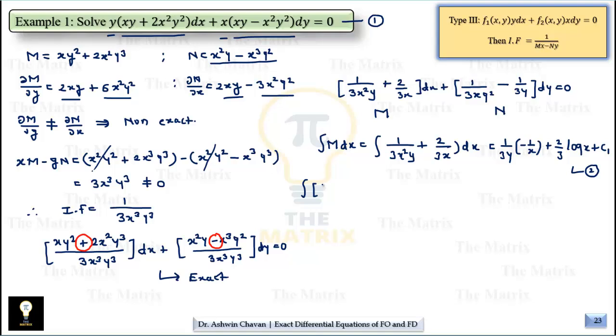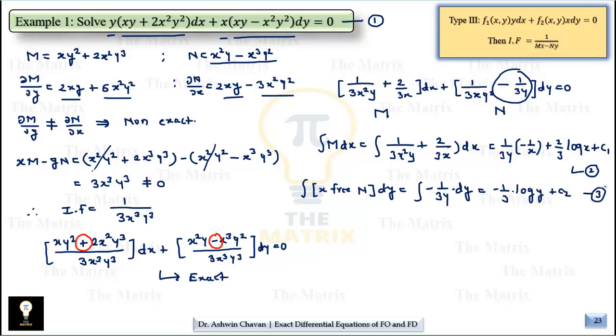Now we solve N by taking only those terms which are free from x. So we write it here, the x-free part of N with respect to y. In this N, only this term is free from x, so we'll collect only minus 1 upon 3y dy. Its integral with respect to y is minus 1 by 3, constant, and 1 by y is integrated as log y, plus c2, as equation 3.